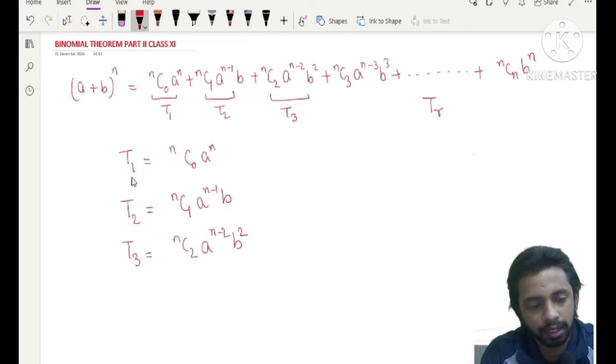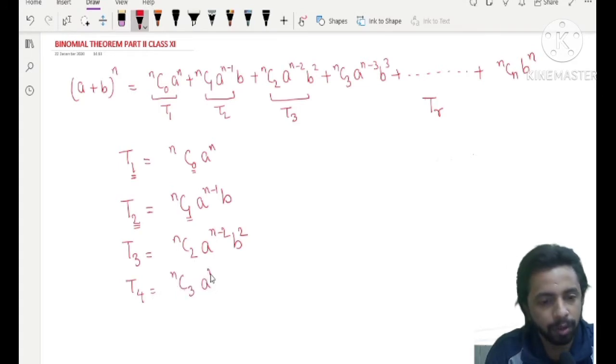See, just have a look at the pattern. Here we can see 1 is there in the first term t1. Then we have nC0. Here it is t2. Then we have nC1, t3, and then we have nC2. Similarly for t4 we will have nC3 a to the power n minus 3 b to the power 3.